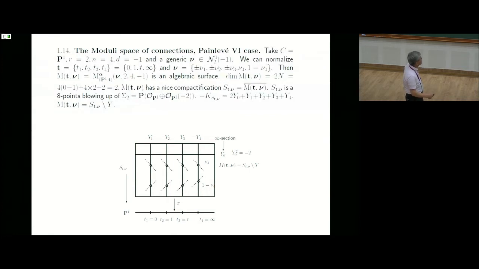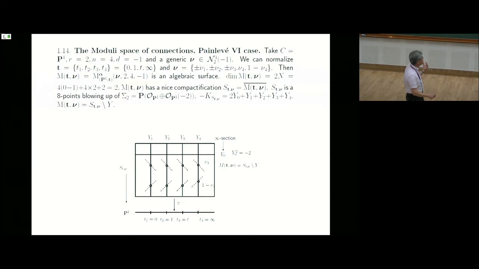Which is a compactification of M_T^ν. And S_T^ν is given by the 8-point blow-up of the Hirzebruch surface Σ2, which is our ruled surface of degree minus 2. So you have a P1, and you have a degree 2 bundle, and at infinity, you have a minus 2 section.